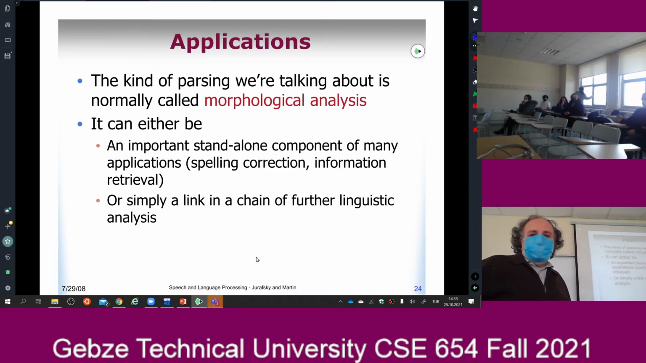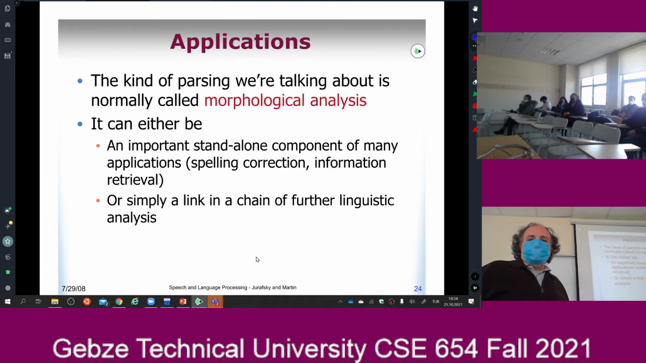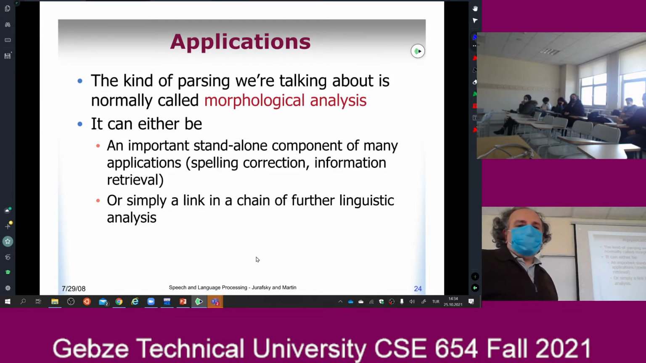So, or information retrieval. Can anybody explain this to me? How can this morphological analysis be used in an information retrieval environment? Why do we need morphological analysis to do the information retrieval? Is a word corrected by the morphological analysis? Maybe it's mistyped. No, it is about spelling correction in that case. This is not about spelling correction. We are talking about the morphological analysis.